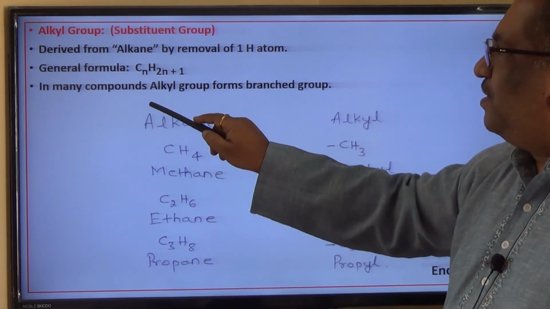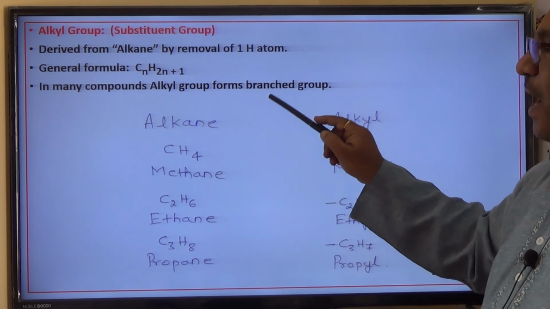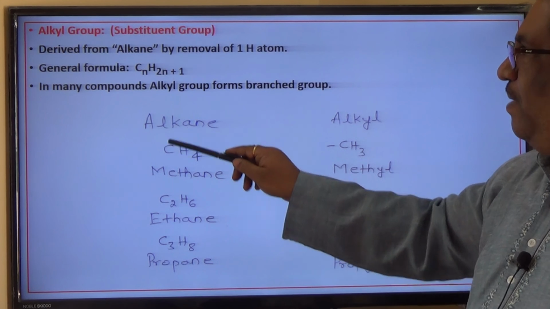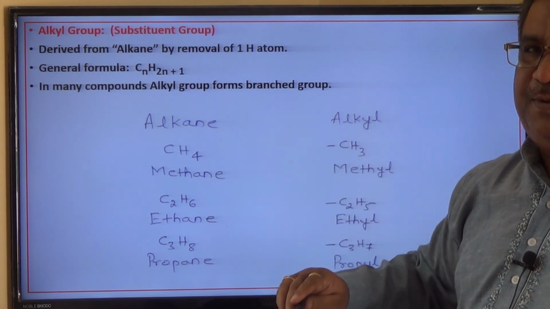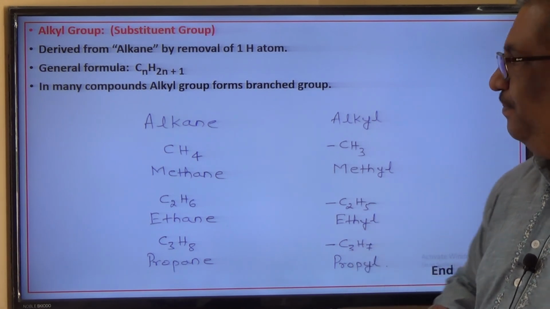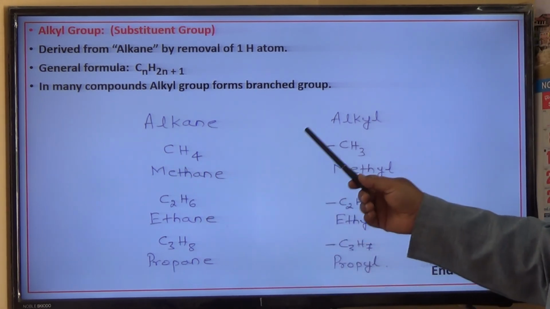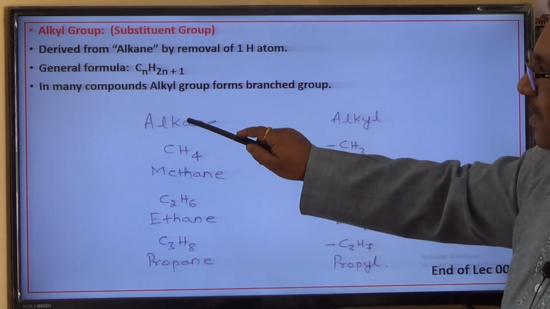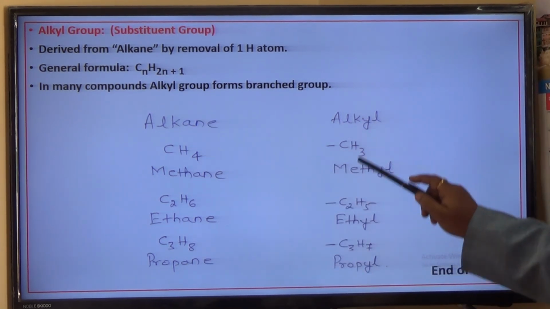In many compounds, alkyl groups form a branched group. What is a branched group? We'll see later. For the time being, understand what these alkyl groups are. Generally, alkyl groups are represented by capital R. Now, how to name these compounds? How to read these compounds? Let us take alkanes here and alkyl groups over here.